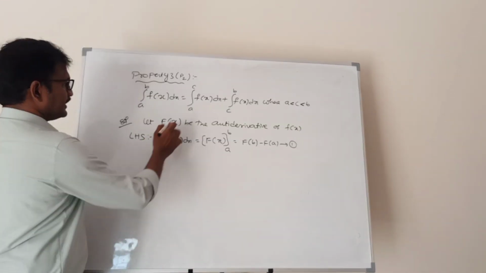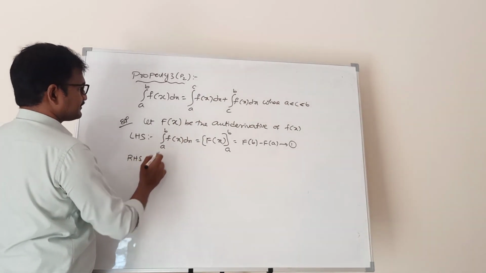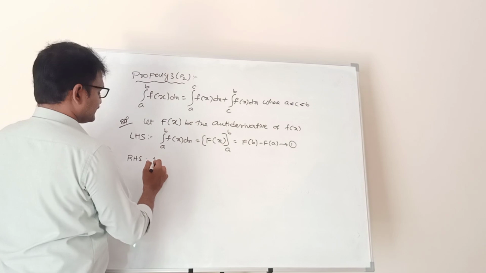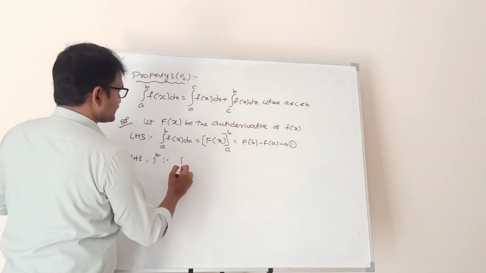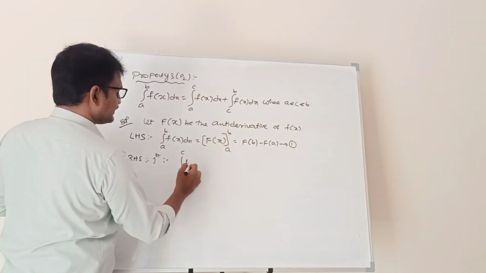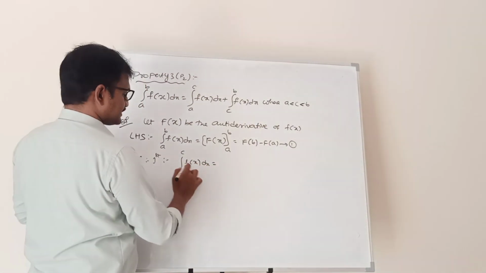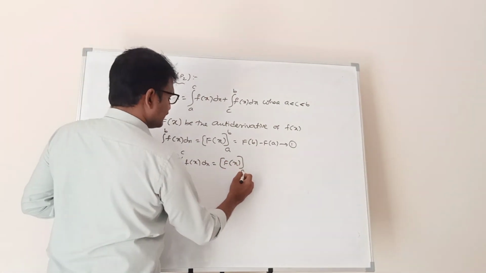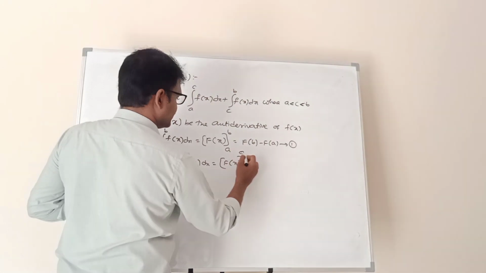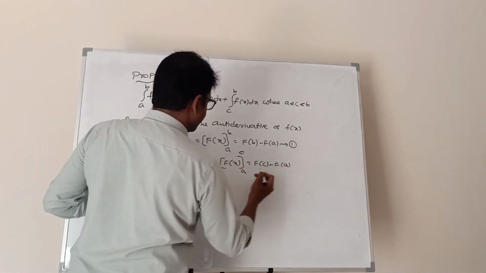Next, the RHS first integrand: integration of a to c f of x dx. Again, the integral of small f of x is capital F of x, with lower limit a and upper limit c. So it is F of c minus F of a.